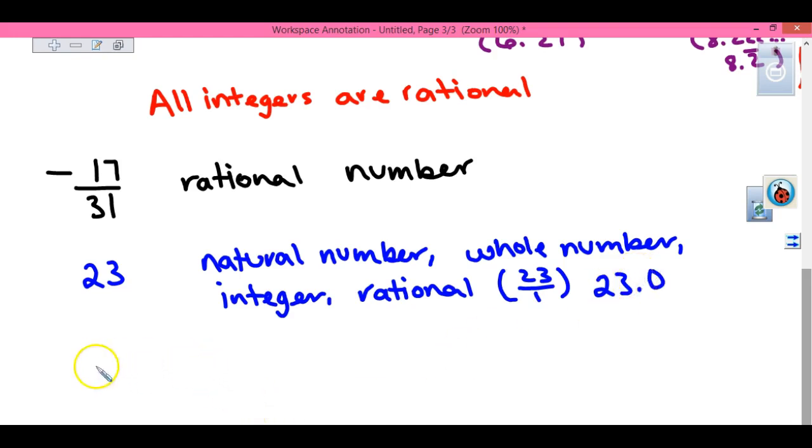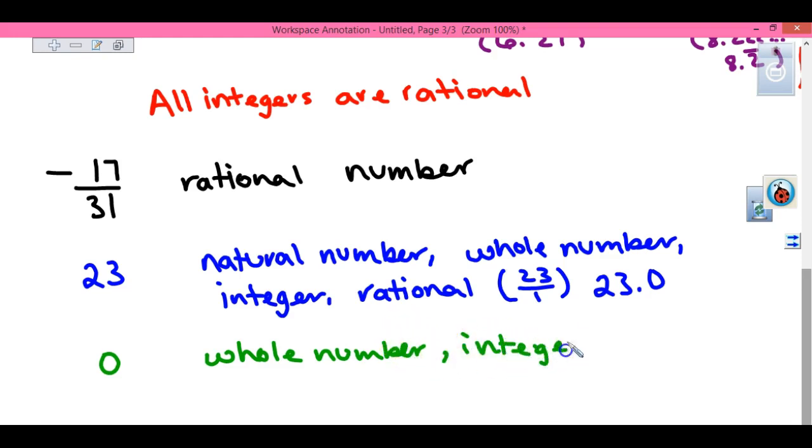Let's try another one. Let's say we have the number 0. Would this be a natural number? No. Would this be a whole number? Yes. Would this be an integer? Yes. Would this be a rational number? Yes. Rational number. We can write it as 0 over 1 and as a decimal 0.0.